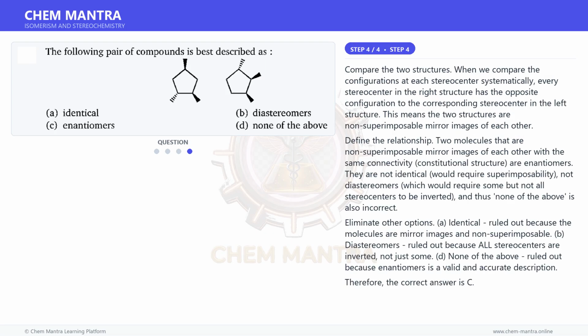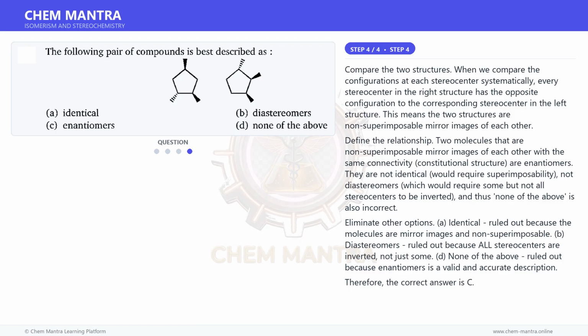And for the final step, compare the two structures. When we compare the configurations at each stereocenter systematically, every stereocenter in the right structure has the opposite configuration to the corresponding stereocenter in the left structure. This means the two structures are non-superimposable mirror images of each other.